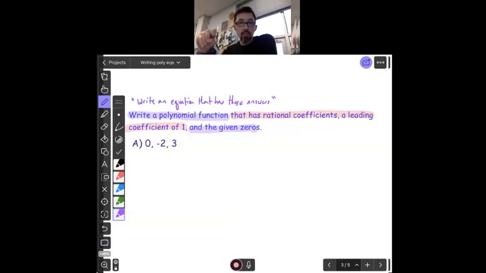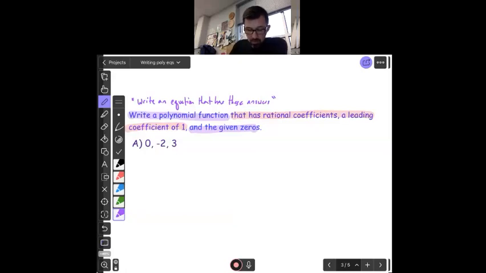When it says it has rational coefficients, that means that your answer won't have any square roots in it. You really shouldn't have any issues with that. And then the leading coefficient will be 1. Again, that really should kind of take care of itself. You won't have to worry about it, but I'll talk about what that would look like. This is the way the instructions are going to be written, but it really means write the equation that has these answers. I'm giving you the answers, the zeros. I want you to write the equation.